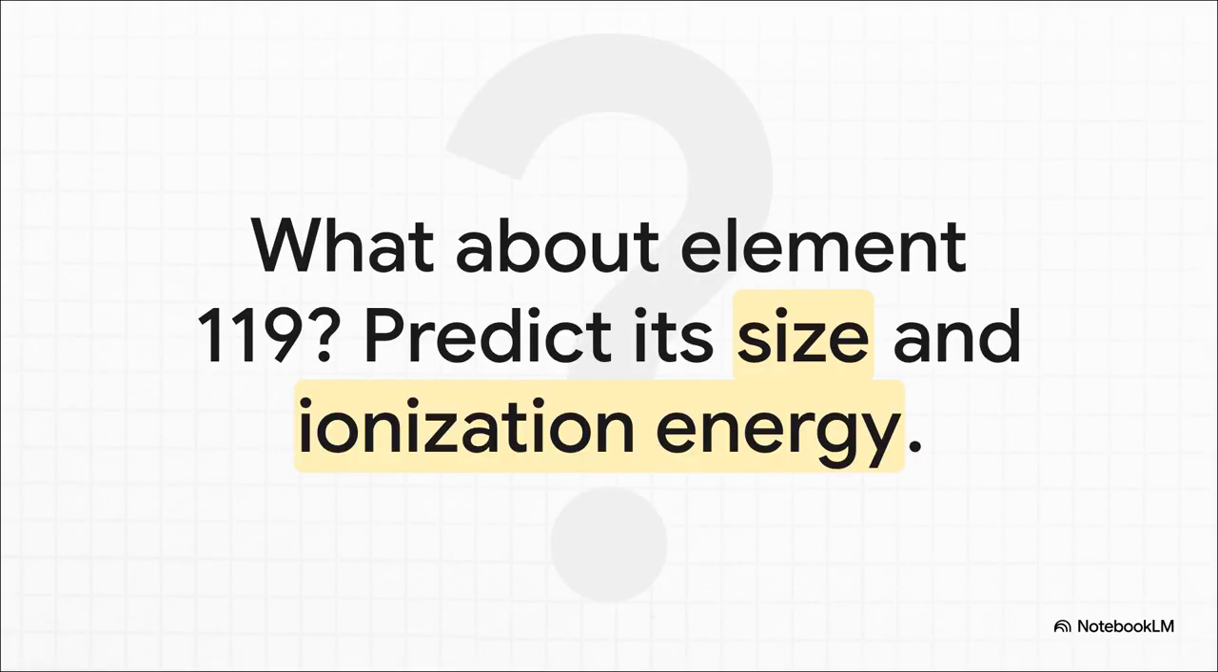And that leaves us with a final thought. Right now, scientists are trying to create a brand new element, element 119. So based on everything you now know, where would it sit on the table? And what could you predict about it? Would it be a big atom or a small one? And would it be easy to take an electron from it or really hard? You've got the map now. The answer's right there.